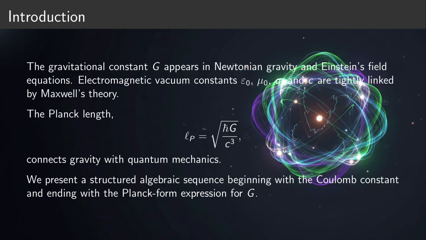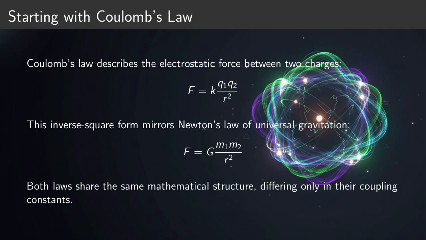Introduction. The gravitational constant G appears in both Newtonian gravity and Einstein's field equations. Meanwhile, the electromagnetic vacuum constants epsilon naught, mu naught, the elementary charge, and the speed of light are tightly linked through Maxwell's theory. The Planck length connects gravity with quantum mechanics, tying together h bar, G, and c. In this presentation, we follow a structured algebraic path that begins with Coulomb's constant and ends with the Planck scale expression for G. Starting with Coulomb's law.